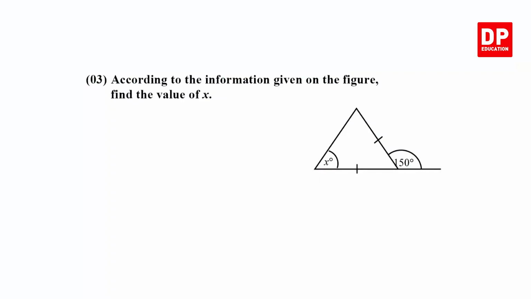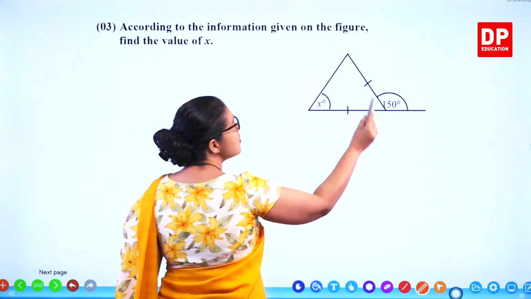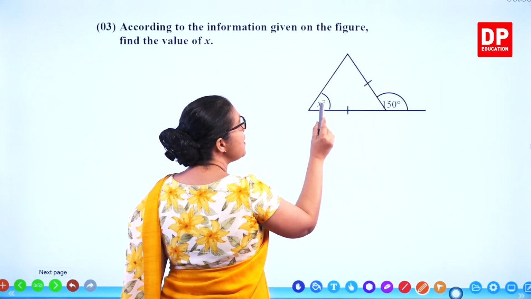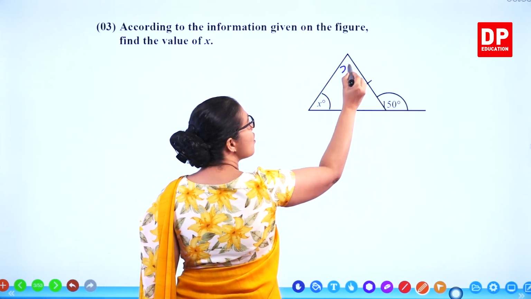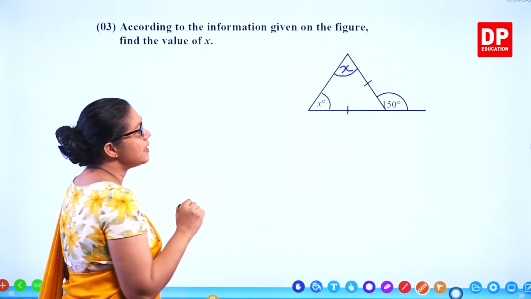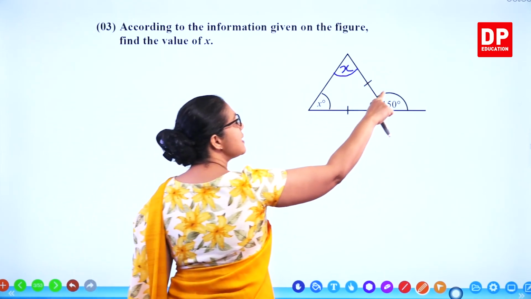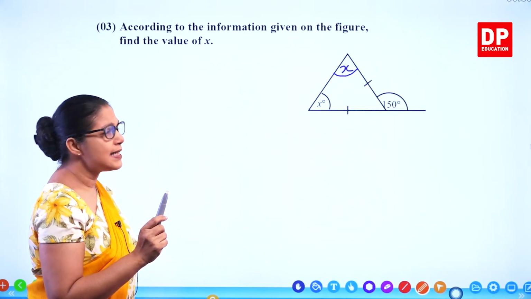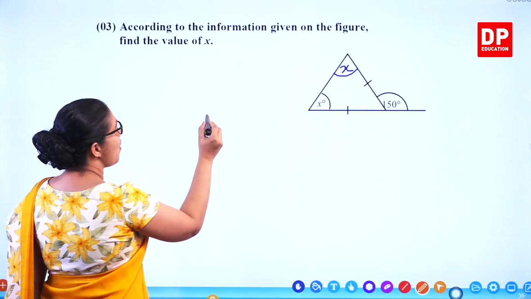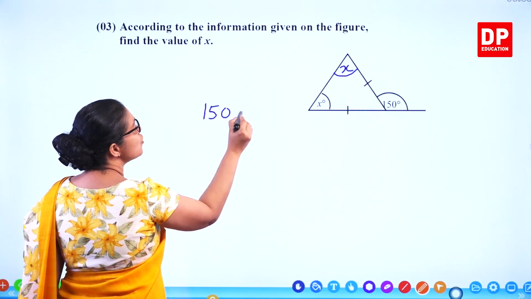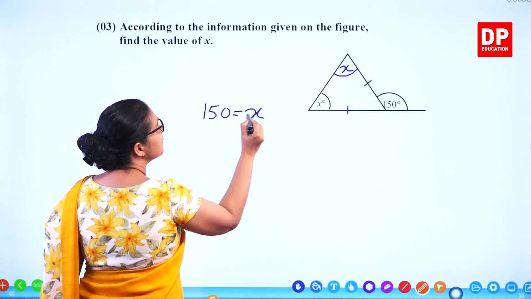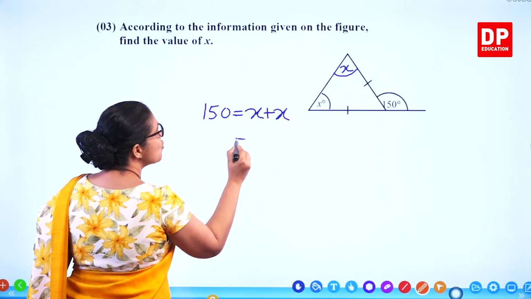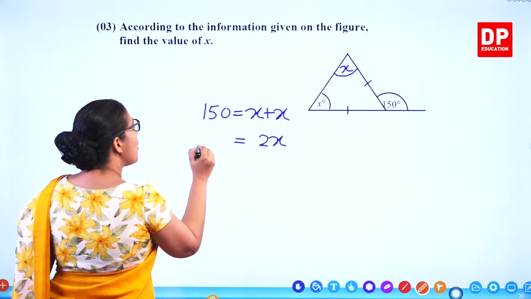Question number 3. According to the information given in the figure, find the value of x. Here, this is an isosceles triangle. That means if this is x, this is also x. Now, what can you say about the exterior angle? The exterior angle is the sum of the opposite interior angles. So 150 you can equate to x plus x, which becomes 2x.